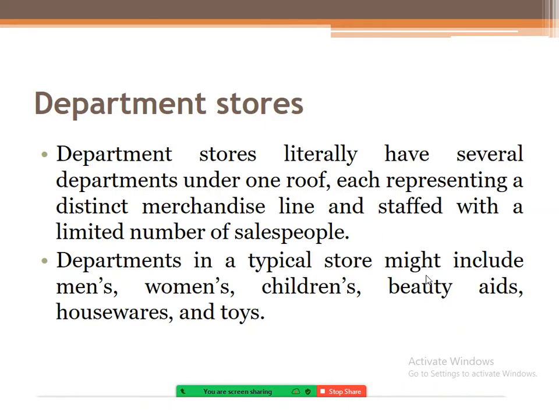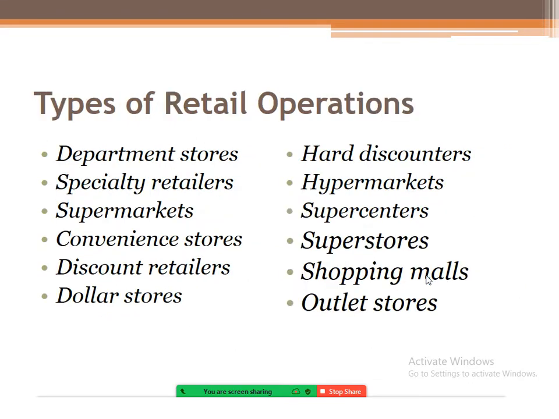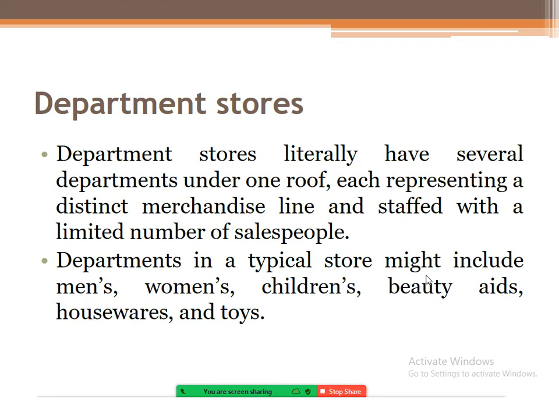First we'll start with department stores. These are the various types: department stores, specialty retailers, supermarkets, convenience stores, discount retailers, dollar stores, hard discounters, hypermarkets, superstores, shopping malls, and outlet stores. So first is department stores. Department stores literally have several departments under one roof, each representing a distinct merchandise line and staffed with a limited number of salespeople.